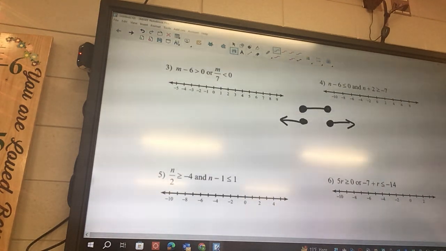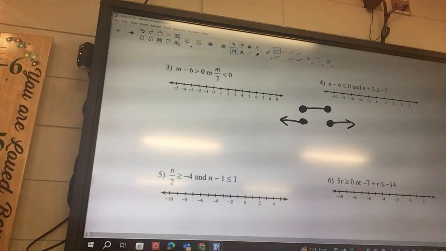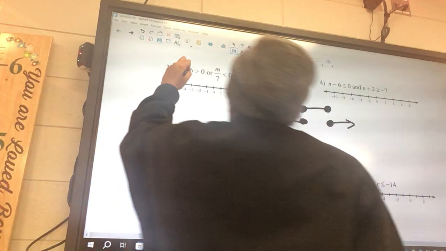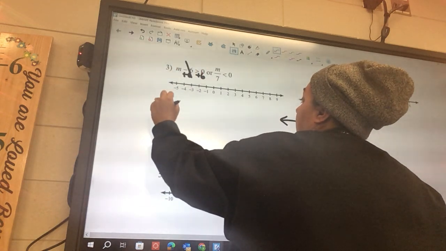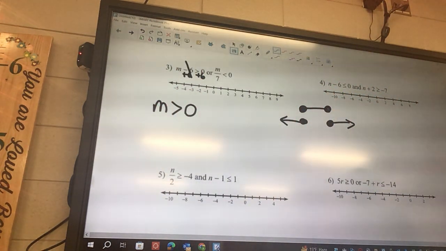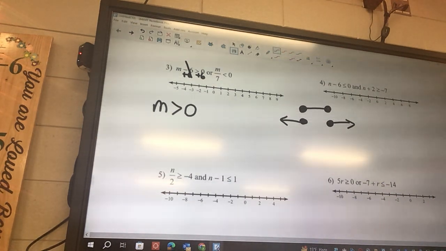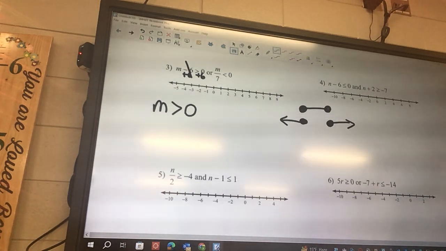Okay, so look at number 3. We're going to start with this m minus 6. How do I move that 6? Plus 6 on both sides. Okay, so we're going to say plus 6, plus 6. So it's going to look like m and a 0. Okay, and then what? Do the other one. What needs done for the other one?